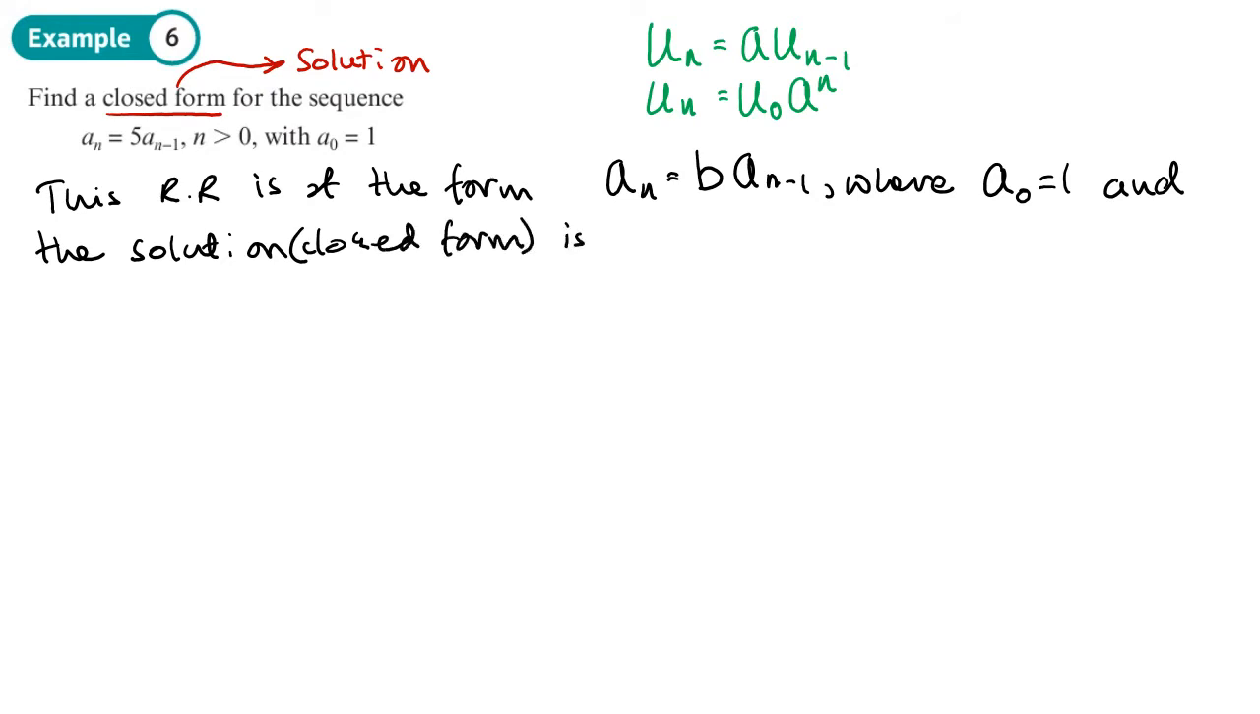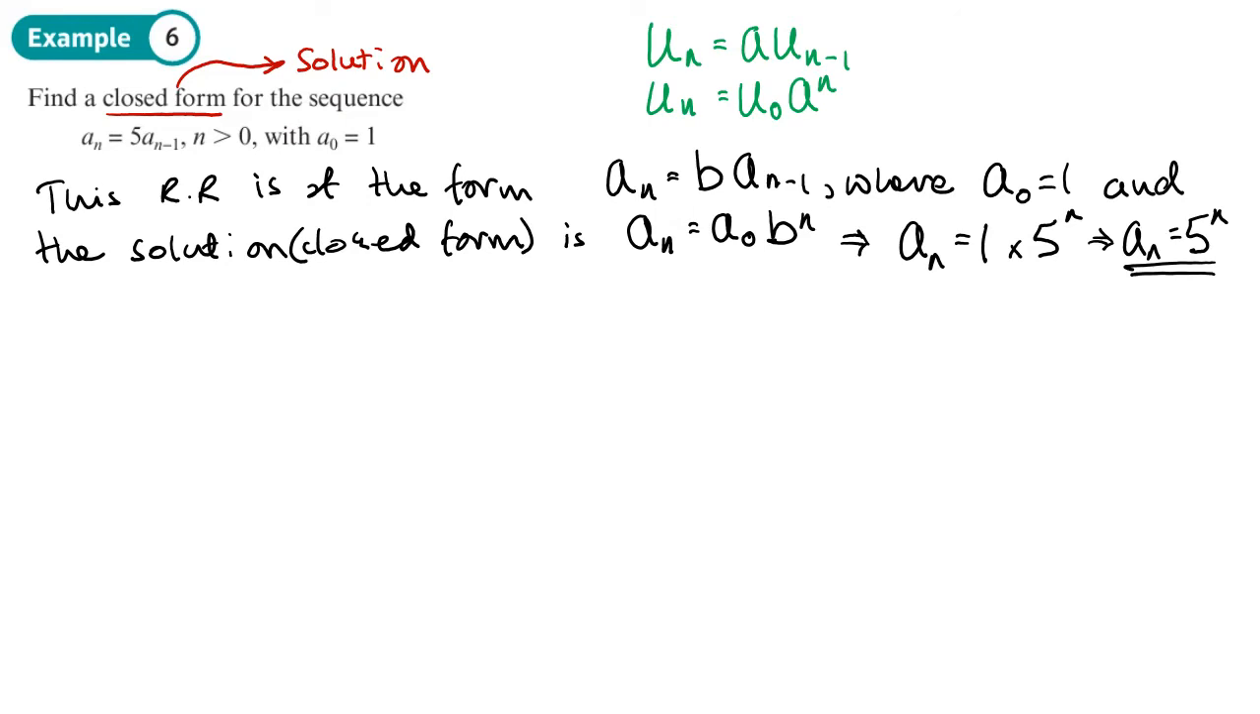is, again, let's change the letters to a: a_n equals a_0. Now let's have a look what letter goes here. Where I've had an a, I've changed it to b, so it's now going to be b to the power n. So this is going to be fairly straightforward. It's just a matter of quick substitution. So then I will have a_n equals a_0, well that's just 1, times b, so in this case b is 5, times 5 to the power n. So that just gives me a_n equals 5 to the power n. So this is the closed form. This is the solution to the recurrence relation.